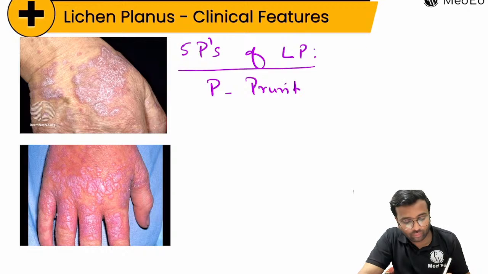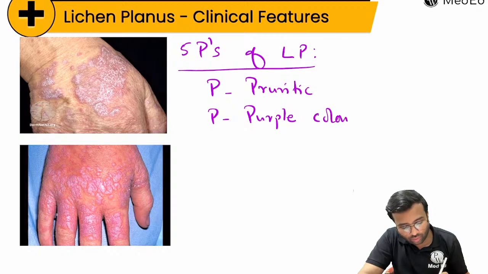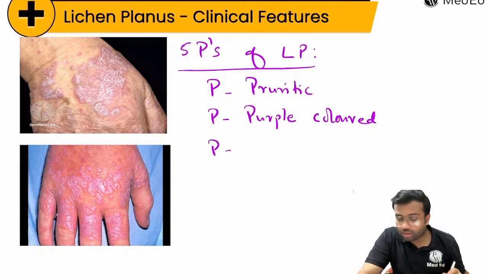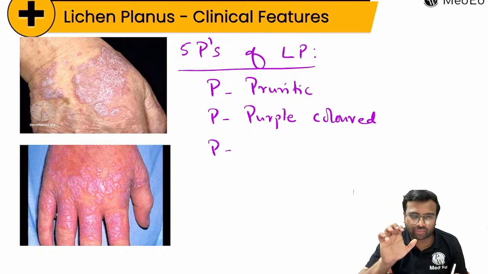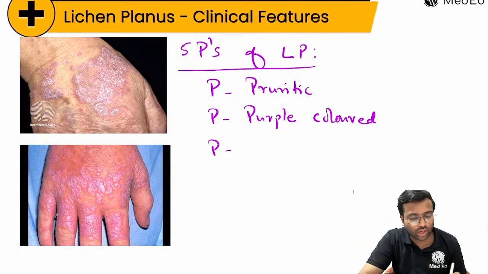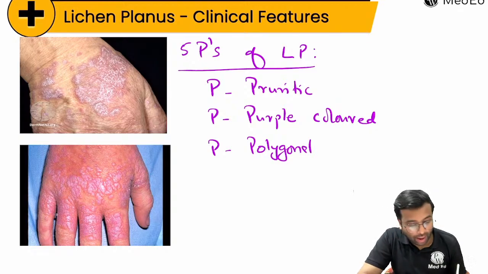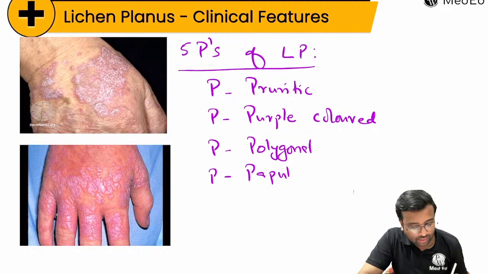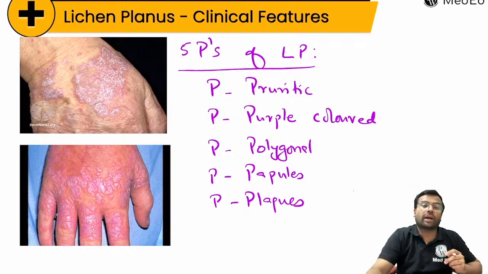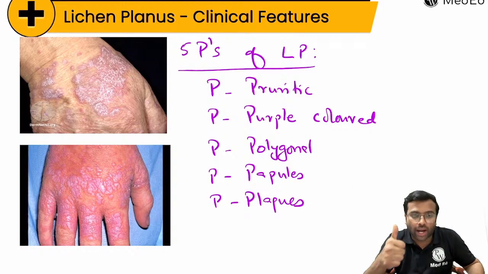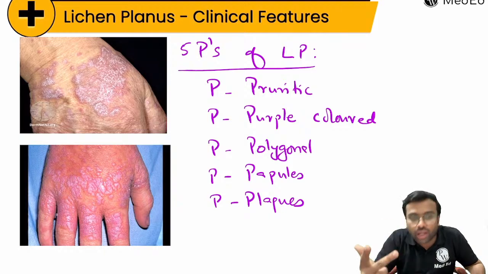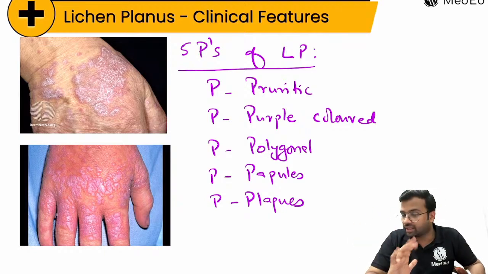Pruritic, purple colored. What is the next one? Pruritus means itching. P for purple colored. The next one is polygonal. What is the next one? Papules and plaques. So that is how you mention lichen planus. There would be a pruritic lesion, purple colored lesion, polygonal lesion, papules and plaques. That is how it is present.